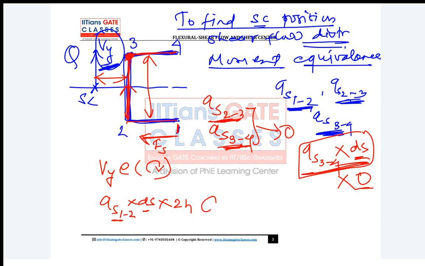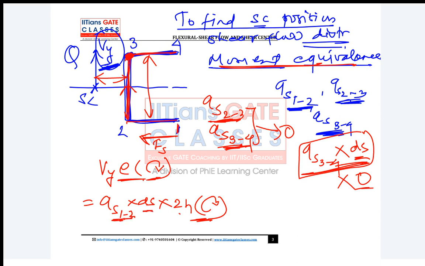Clockwise. So when I say moment equivalence, that means you have to equate clockwise moment to clockwise moment. If the moment coming through shear flow is anti-clockwise, then we put a minus sign. So Vy into E about point 3 is equal to what? It is QS 1 to 2 into ds into 2h.